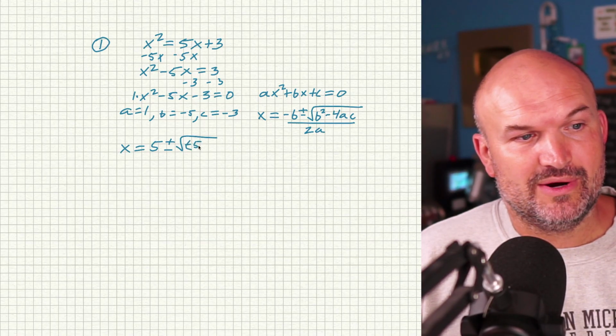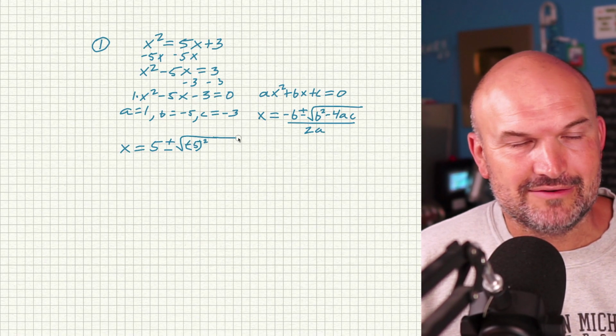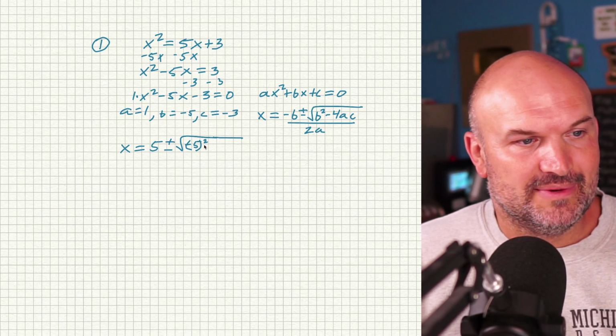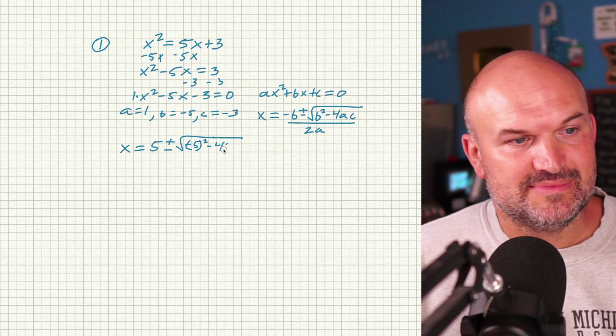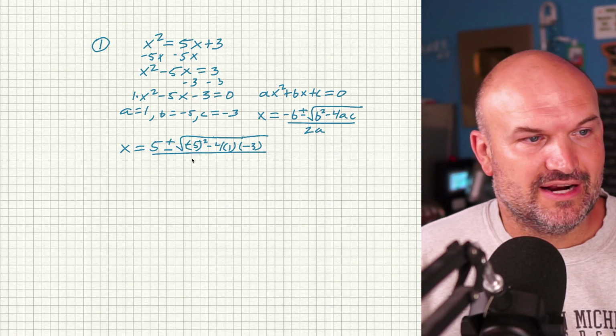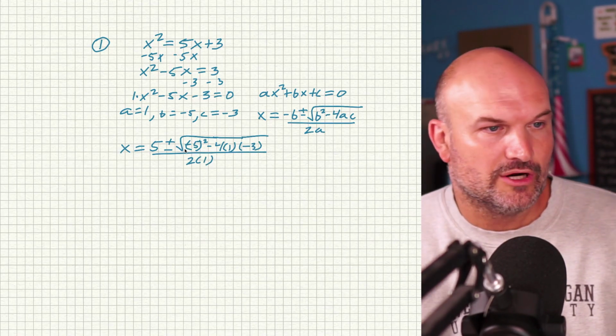let's see, negative 5 squared. Even though it doesn't really matter if it's negative 5 or positive 5, I always just, for accounting purposes, like to put it in parentheses and write it in there. And that's going to be minus 4 times a, which is 1, which is nice in this case, times a negative 3. Okay? And that's going to be all divided by 2 times a, which in this case is 1.